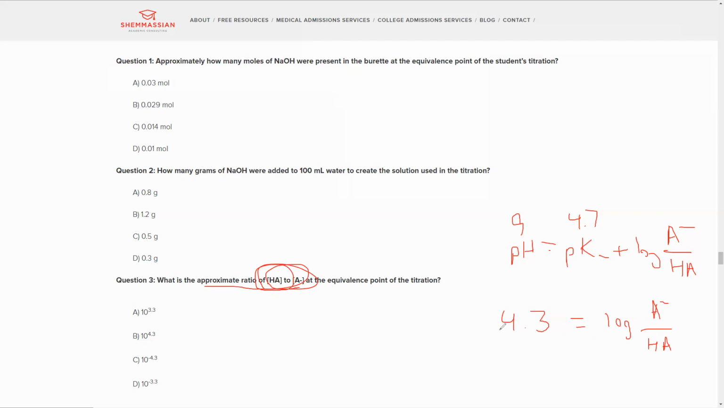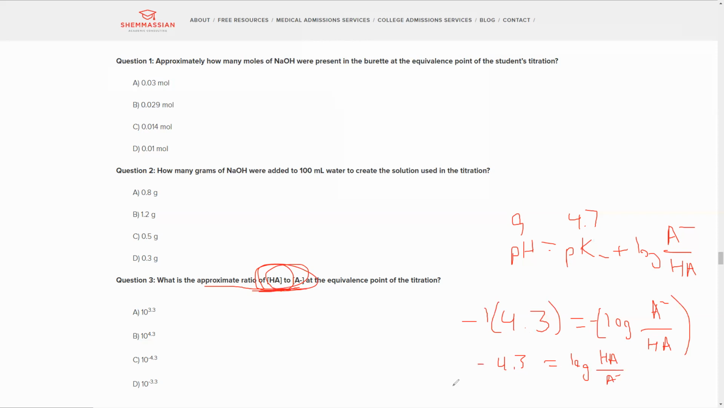So before I log both sides, I need to invert the ratio, right? To invert the ratio with a log, I can just multiply by -1. So that's going to give me -4.3 is equivalent to log HA over A minus. Now I'm good to go. Now whatever value I solve for is going to be exactly what I want. So I'm free to do what I want.